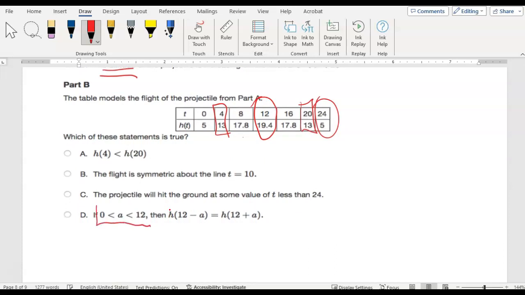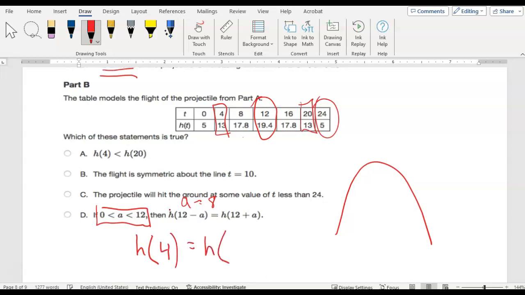D is saying if A is greater than 0 and less than 12, then when we input something for A, they are equal. What this is saying is that each side of the graph is symmetrical. So if, for example, I were to plug in 8 for A, I would get h of 12 minus 8, which is 4, equals h of 12 plus 8, which is 20. We see that in our table, h of 4 is 13 and h of 20 is also 13. So these values are actually equal if we were to plug in a number between 0 and 12 for A, those two outputs are the same, right?